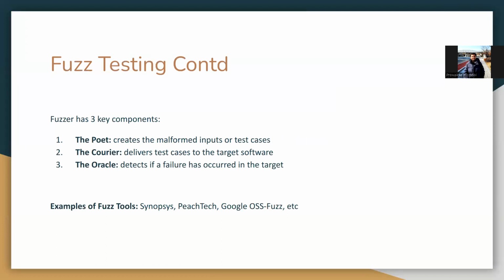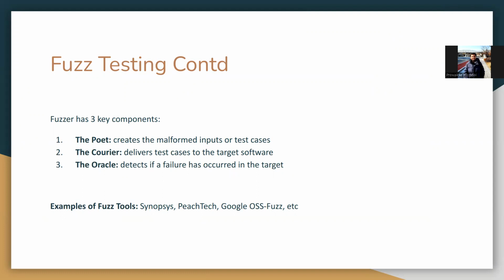The first component is the poet. It creates the malformed inputs or test cases. The second component is the courier. It delivers test cases or inputs to the target software. And the third component is the oracle. It detects if any failure has occurred in the target software application.